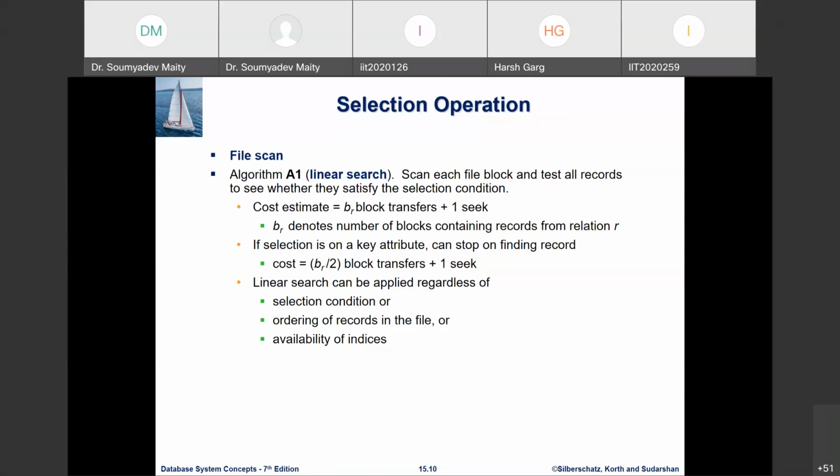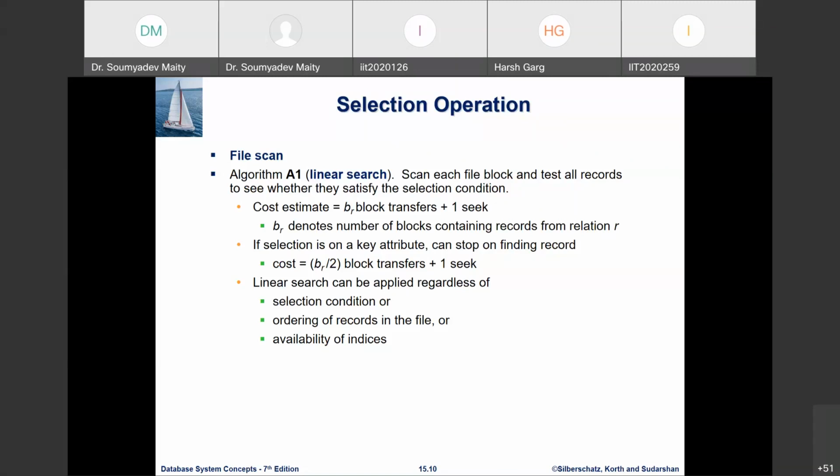So you have to scan through the entire file. Then you have to access BR number of blocks from the file, where BR denotes the total number of blocks containing the records of the relation R, because you have to access the entire relation; there is no other way. So if the relation is stored in BR number of blocks, you have to access all of them. So the number of block transfers required is equal to BR.